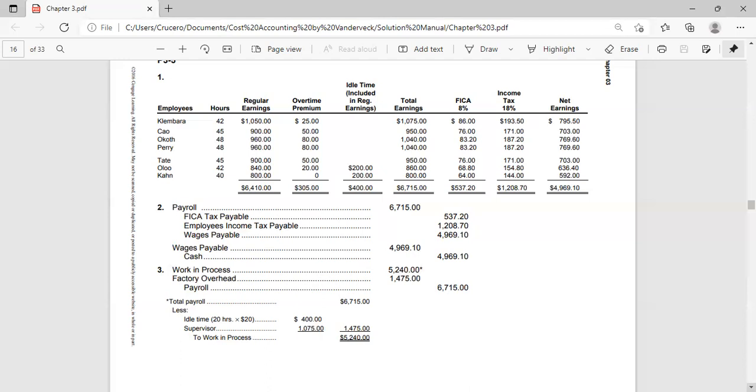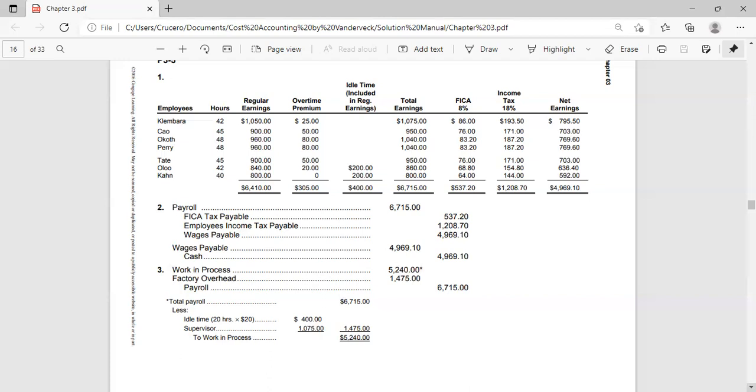Now we go to the total earnings of Kiambara, and Cow and the other workers each receive 1,040. Then 48, it's now a total of 950 for the total earnings. And for Ulo, it's a total now of 840 plus 20 is 860. The same with Khan for 800.